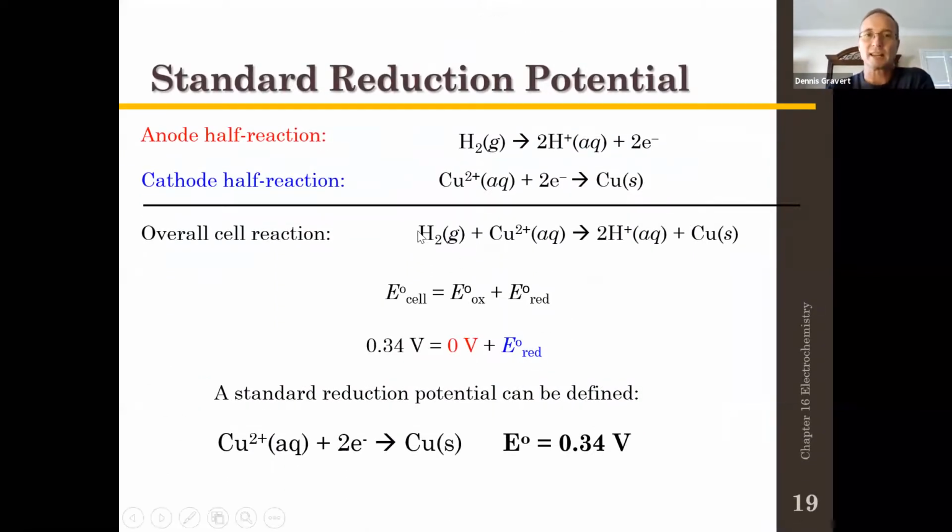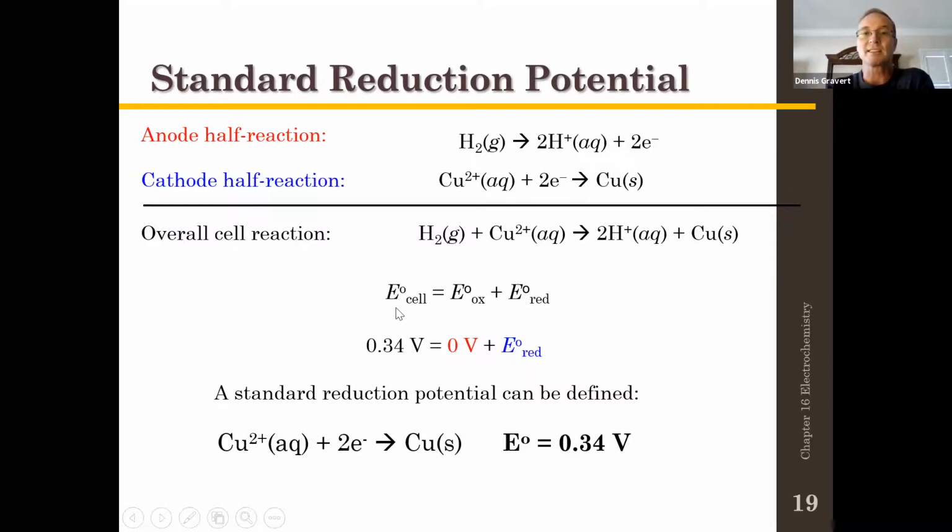Oh, and here it is written out again. At the anode, hydrogen was being oxidized, losing electrons. At the cathode, reduction occurs. Copper is gaining electrons. Add the half reactions together, you get the overall balanced equation.